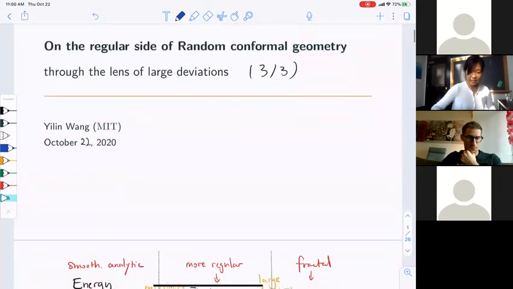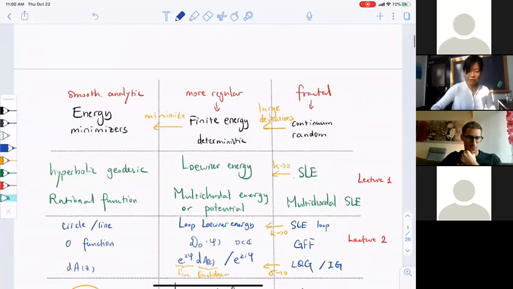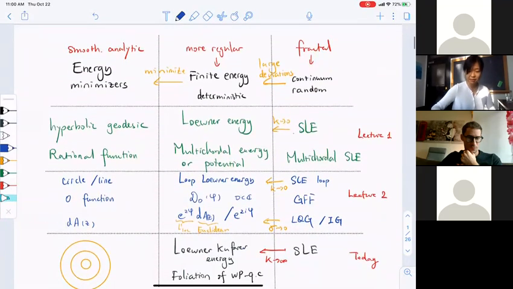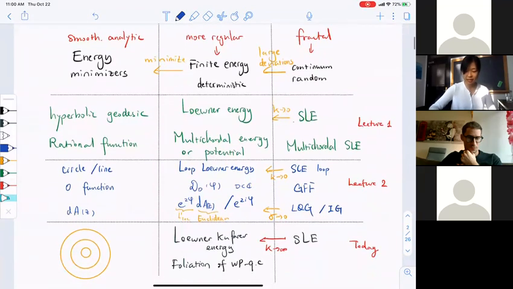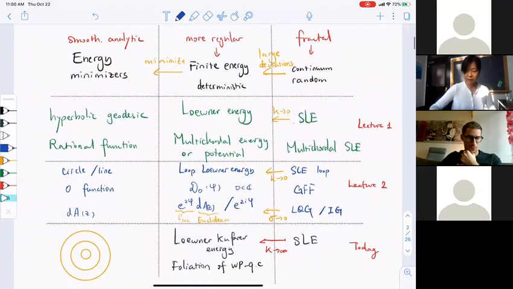So today I will keep on telling you more stories about this regular side of the random conformal geometry. Just recall what we said in lecture one, where we talked mainly about chordal SLE, and when taking kappa to zero, we look at this large deviation, it gives rise to chordal Loewner energy. Those curves are more regular than those fractal SLEs. And in the case of multichordal SLE, they give rise to multichordal energy and potential.